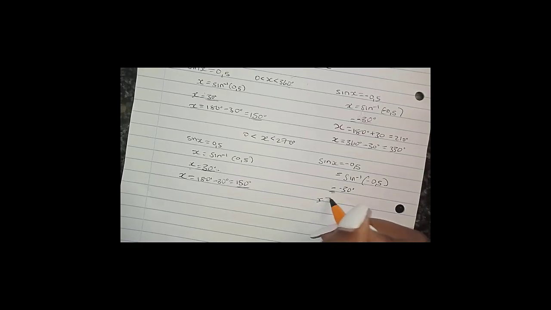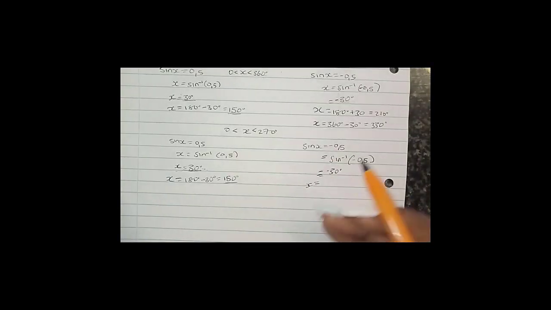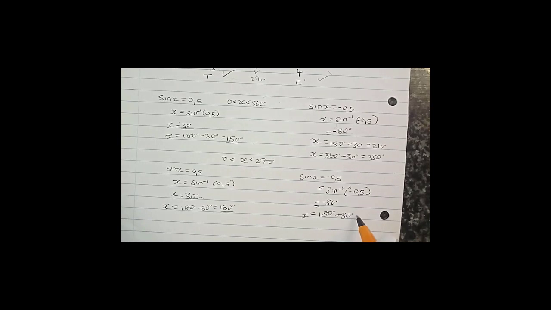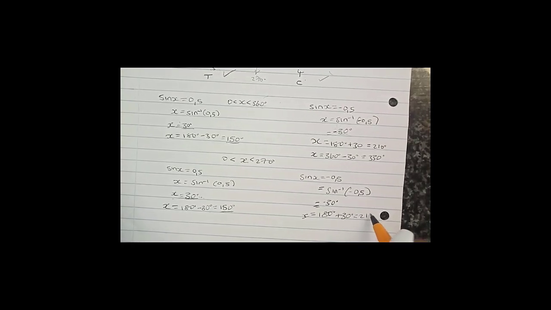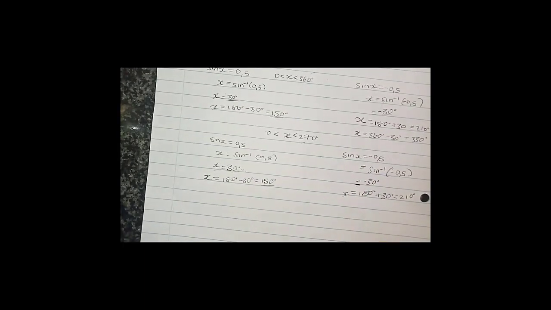So our x is going to be 180, this is the condition in the third quadrant, 180 degrees plus 30 degrees. And this will be equal to 210. So that is how the negative sign affects our x, and that is how our restrictions affect our x.